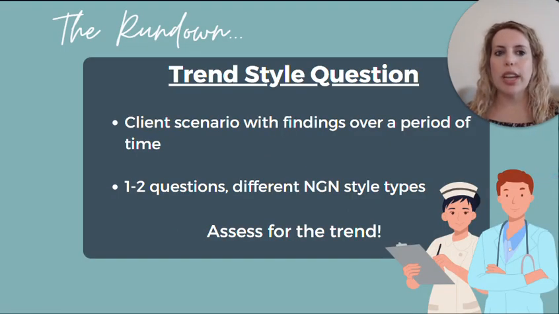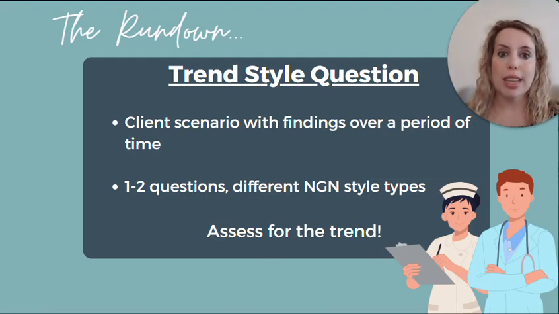With the new next generation NCLEX, we're seeing a variety of these newer style questions like the trend style question. As far as these questions go, let's review what they are. For this style of question, you will be presented with a client scenario with findings over a period of time. This could include anything like vital signs, lab results, or even nursing notes. You will then be given the question, which could be any NextGen NCLEX style question. So it could be multiple choice, it could be select all that apply, really any question style. These questions entail asking about the client's needs, nursing interventions, or anticipated healthcare provider orders.